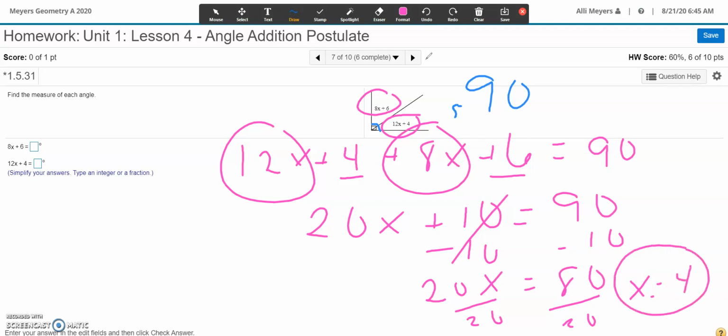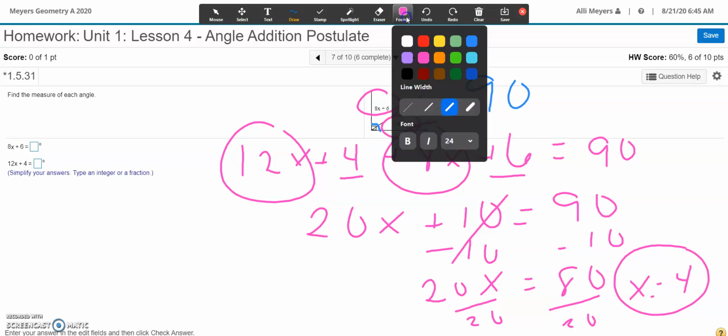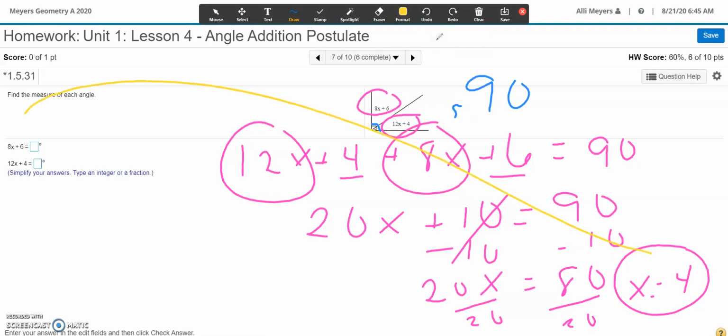So now I just have to take this and plug it in. It's kind of weird what they're asking right here, but I would just plug in 8 times 4 plus 6, and that would give me my first answer.